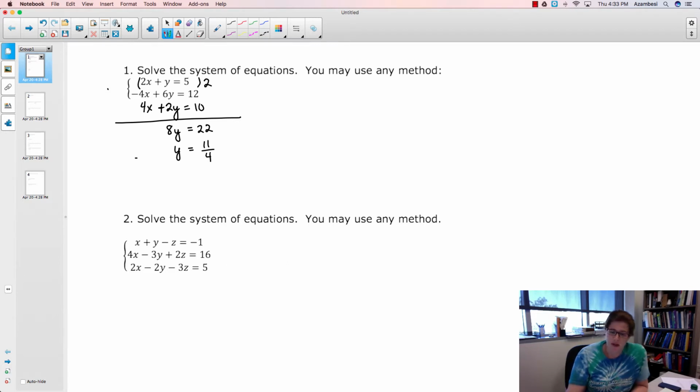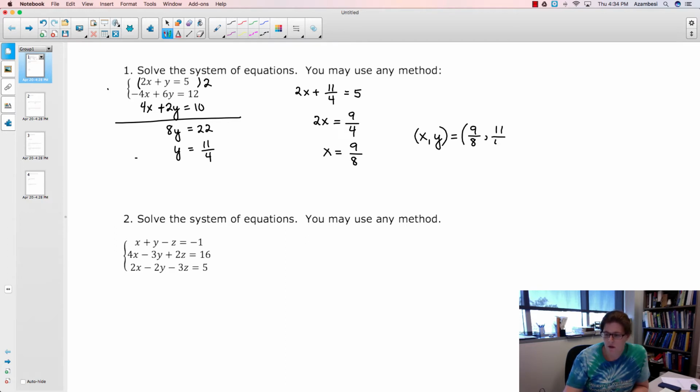Plugging that in so I can solve for x. 2x plus 11 over 4 is equal to 5. Moving 11/4 over to the other side, 5 is really 20 over 4, so 2x is equal to 9 over 4, which means dividing by 2, x is equal to 9/8. So my ordered pair, x, y, would be equal to 9/8 and 11/4.